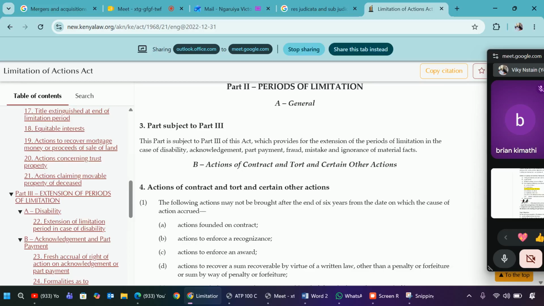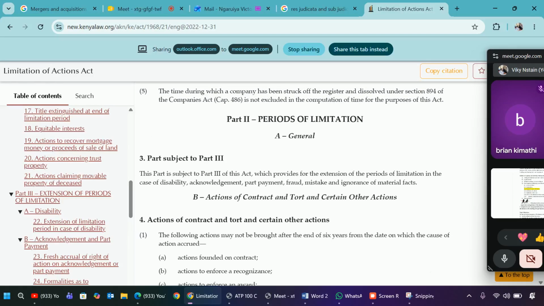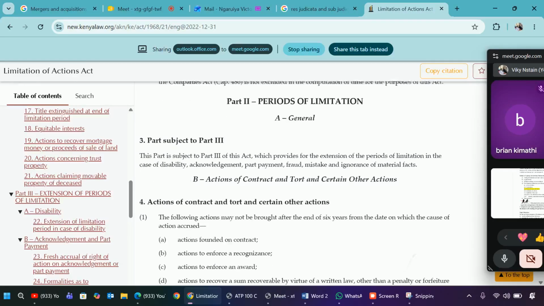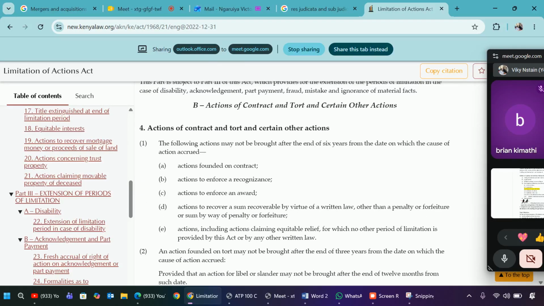And I will start with section 4 because it is falling under part 2 on periods of limitation, and actions of contract and tort and certain other actions. So the following actions may not be brought after the end of 6 years from the date on which the cause of action accrued. Okay, so you can't bring these actions after the end of 6 years from the date on which the cause of action accrued. 1. Actions founded on contract. 2. Actions to enforce a recognizance. 3. Actions to enforce an award.